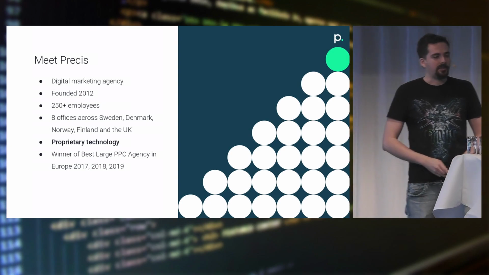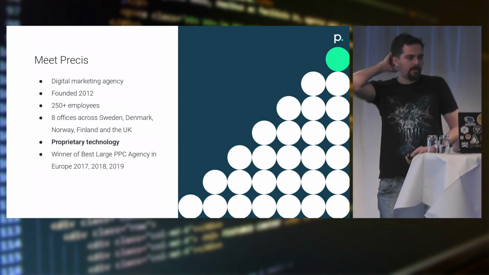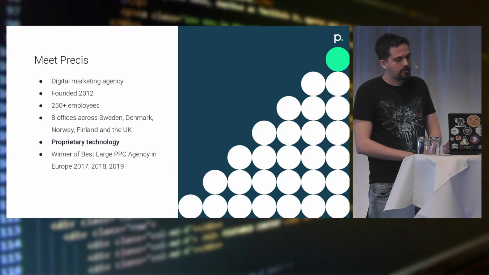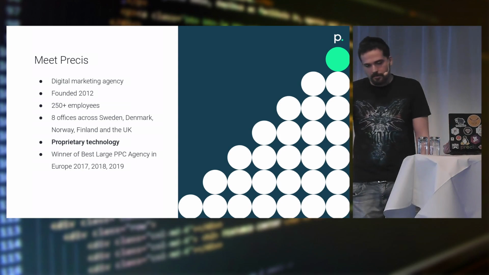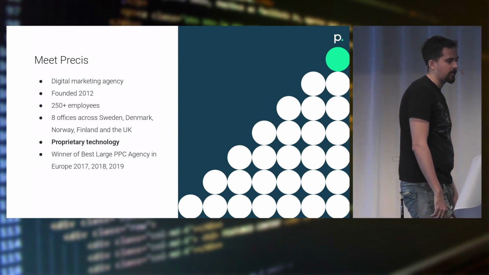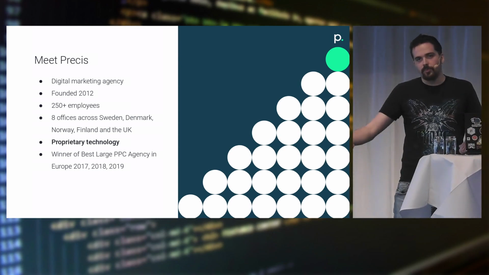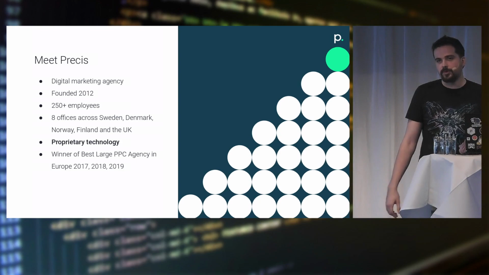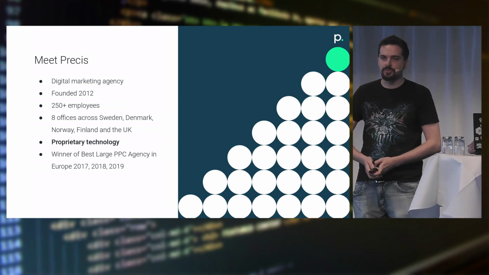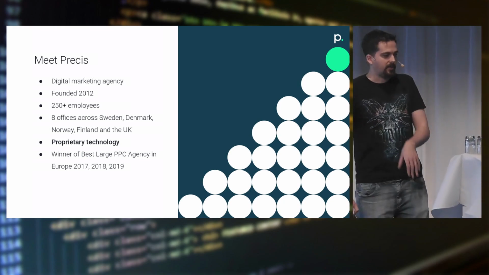So currently I work at Precise. We are just quickly a digital marketing agency. We were founded in 2012. Right now we have about 250 employees, and we have 8 offices around the world. But the thing is, we write some proprietary technology, like we have our secret sauce for dealing with digital marketing, meaning AdWords, Facebook. And that's essentially what I work with. And we're good. We won a few prizes, like best large PPC agency in Europe. All right. And we are hiring, but more on that later.